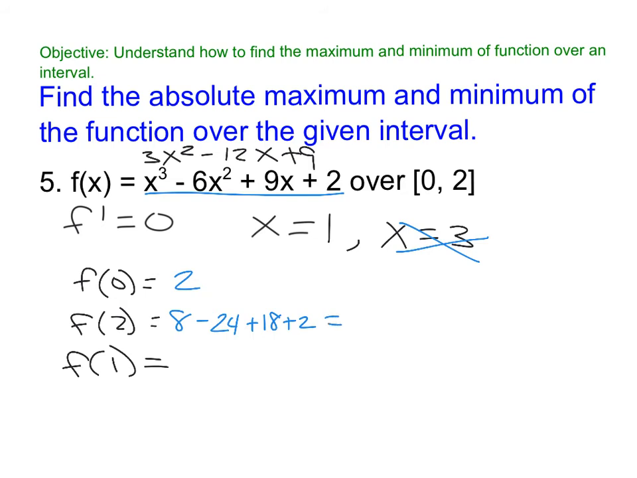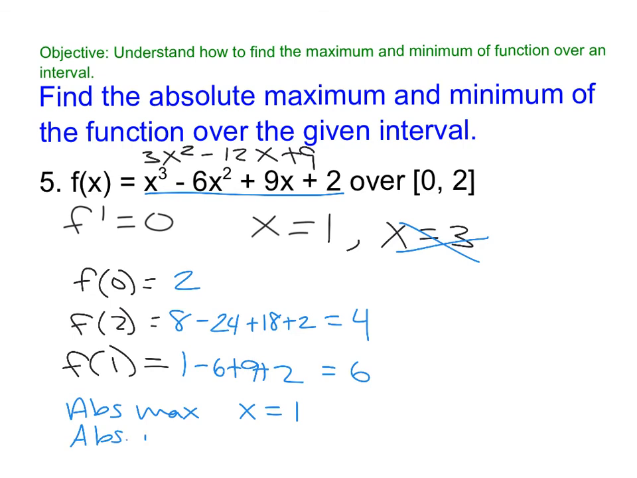So it's negative 4, I got 4. And then 1 minus 6 plus 9 plus 2. So that's 11, 12, I got 6. All right, so my absolute max is at x equals 1, and my absolute min is at x equals 2.